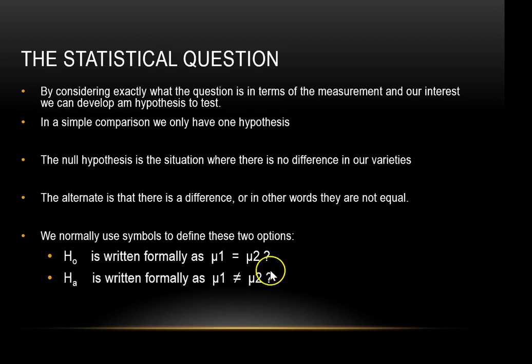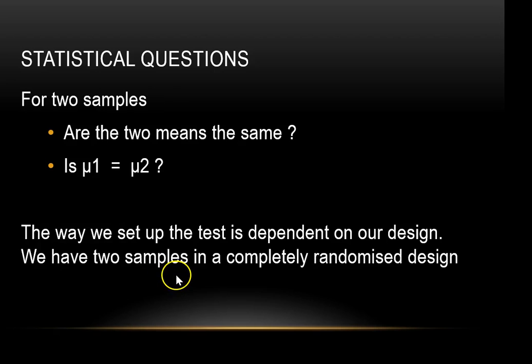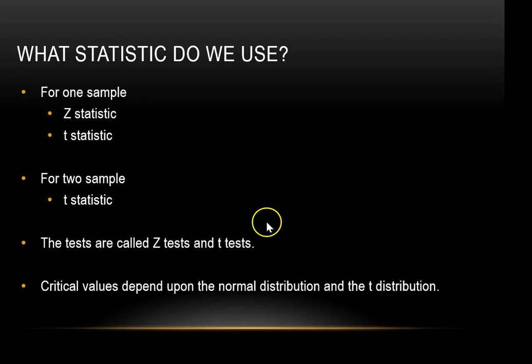These hypotheses are written in terms of the population means, but we're actually taking a sample. So our statistical question would be, if we had a single sample, we might say, is the mean equal to a particular value? But in our case, we have got two samples. Are the two means the same? Is mu1, or the population mean for our variety A, equal to the population mean for variety B? And the way we set up the test is dependent on a design. In this case, we have two samples in a completely randomized design. So our two varieties are considered independent.